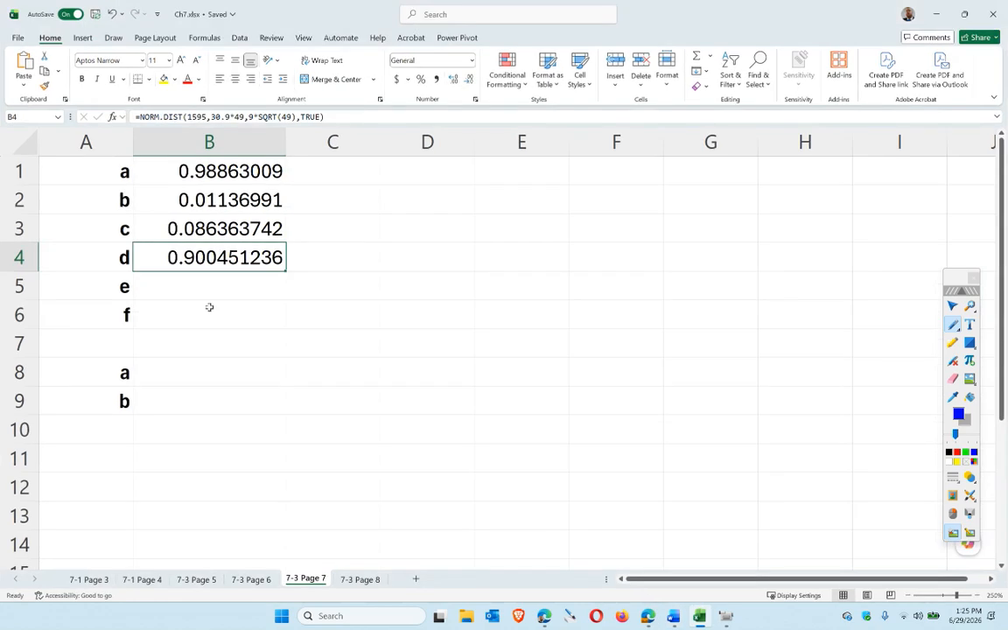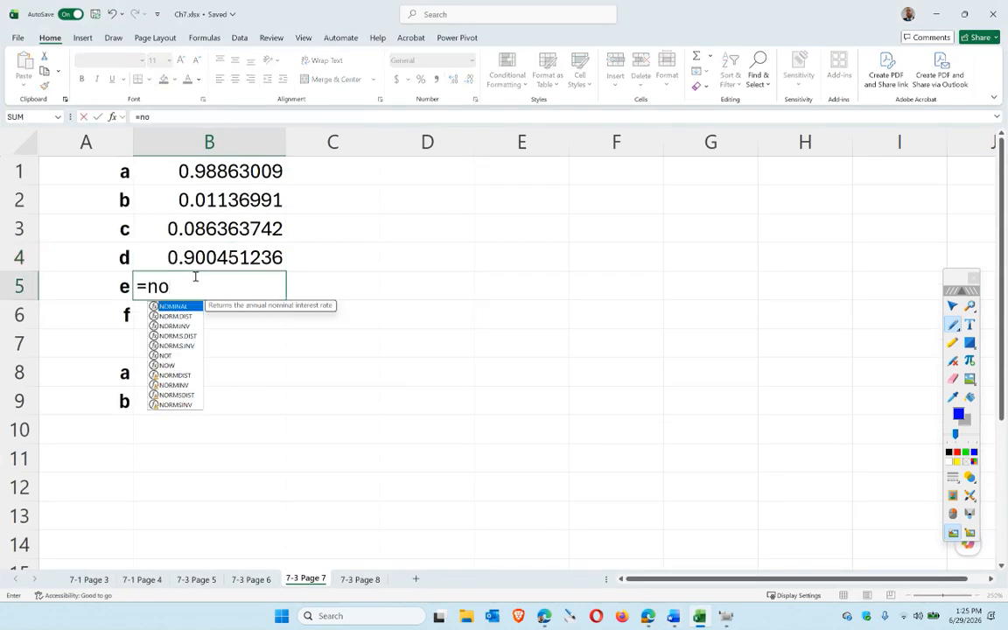Okay. So let's do normal dot distribution, right? So we want the 95th percentile. The average age is 30.9. The standard deviation is 9 divided by the square root of 65. So this is asking for, I'm sorry, this should be inverse, not normal.